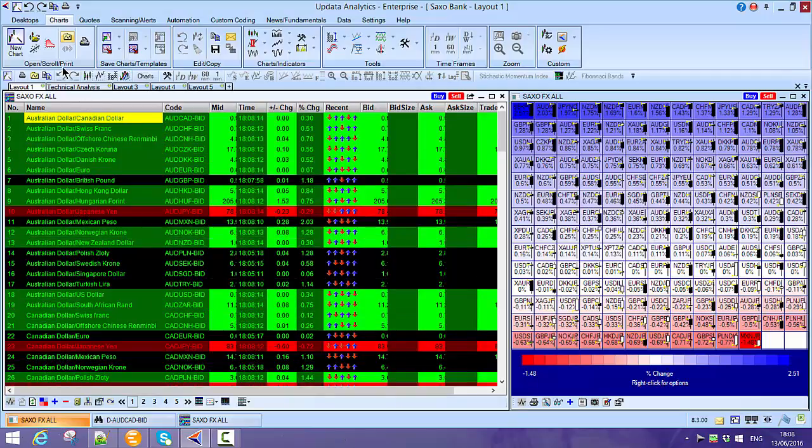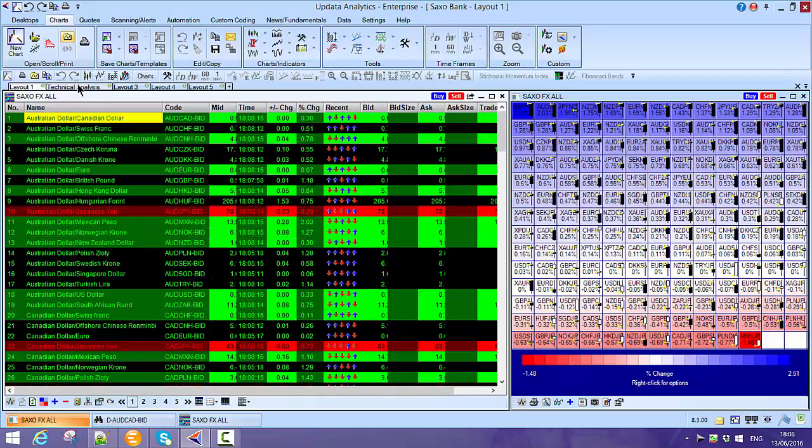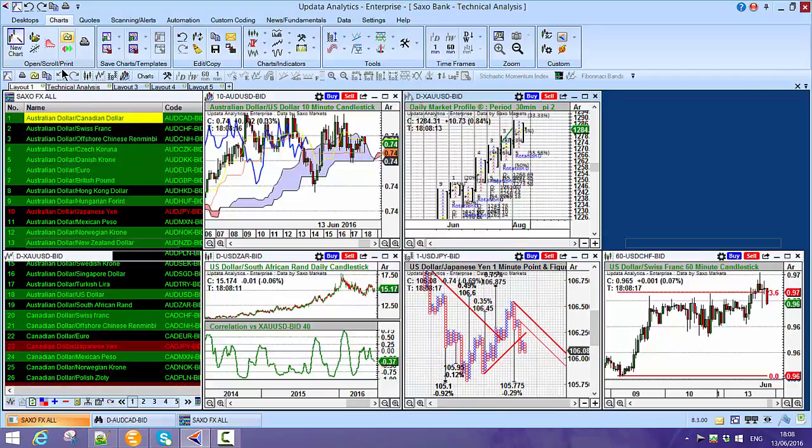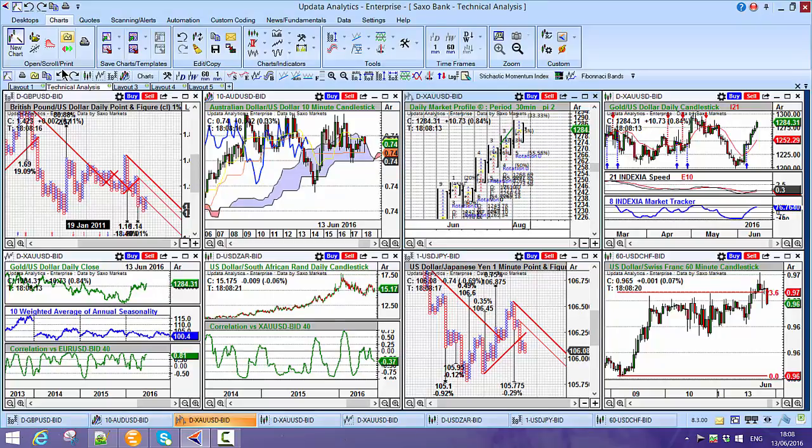Of course, Updata's analytics is second to none. Winner of the Best Technical Analysis Platform against systems like Bloomberg, Reuters, CQG. Four times has won that platform. No other platform has won that for four years.